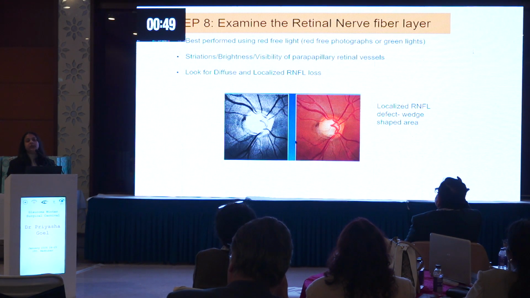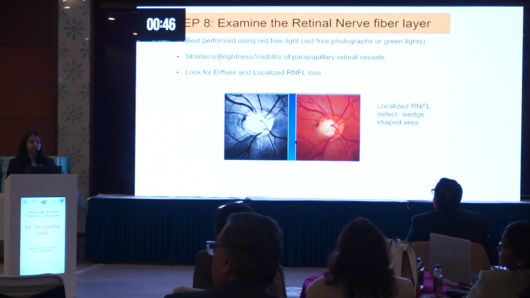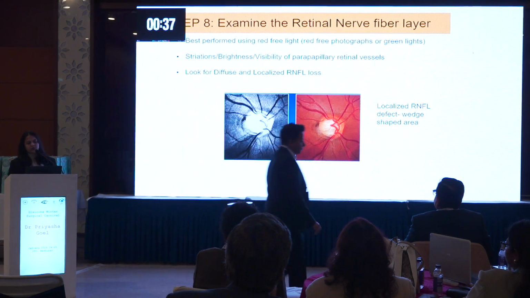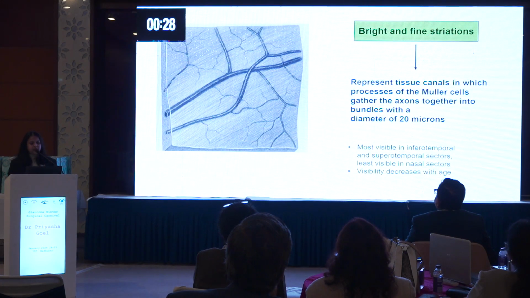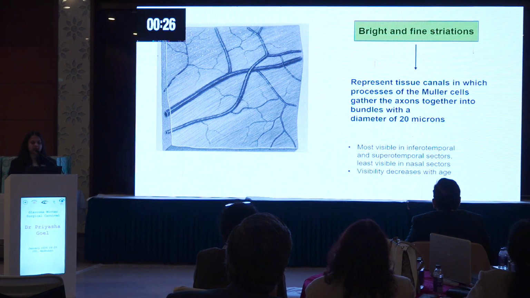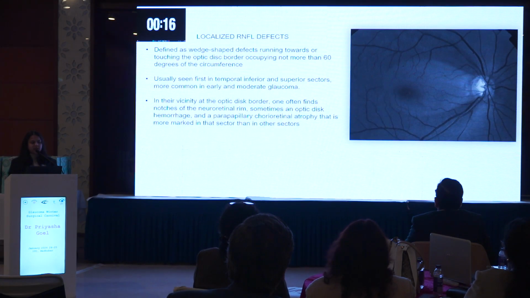Step 8 is examining the retinal nerve fiber layer, which is best done in red-free light. We need to notice the striations, brightness and visibility of parapapillary retinal vessels and look for any diffuse or localized RNFL loss. It can be seen as a dark area over the light surface. Bright and fine striations are mostly visible in the inferotemporal and superotemporal sectors because they have the maximum retinal nerve fibers, and they decrease with age.